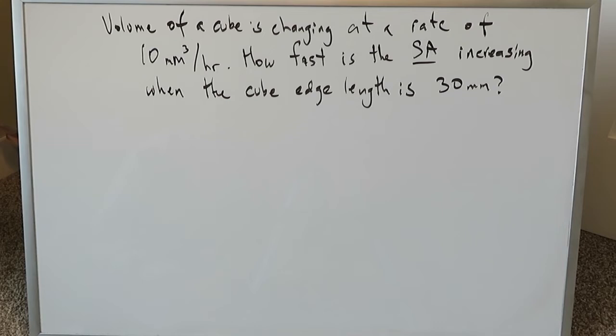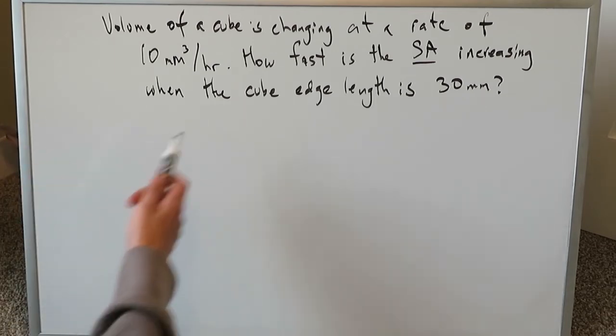This question here is our last question for this video, and I promise you it'll be a good and interesting question, slightly challenging as well. We have a volume of a cube that is changing at a rate of 10 millimeters cubed per hour. How fast is the surface area increasing when the cube edge length is 30 millimeters?